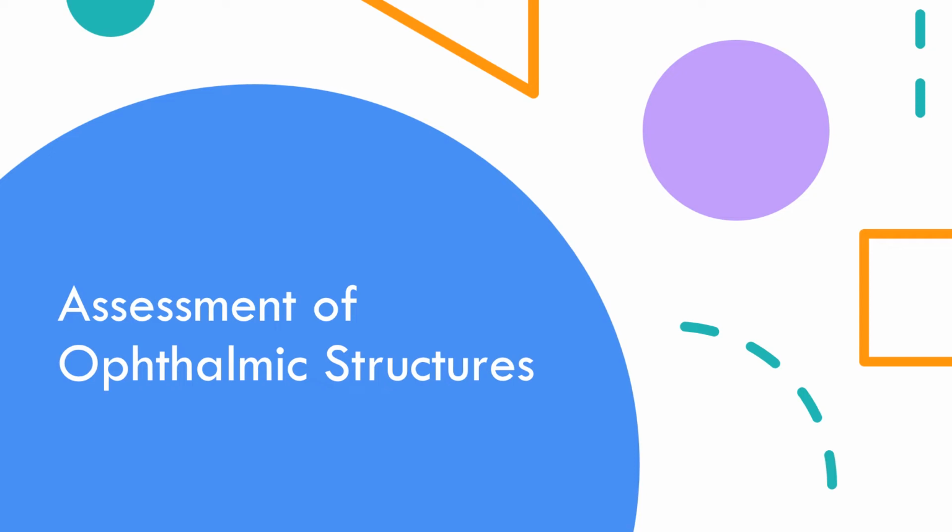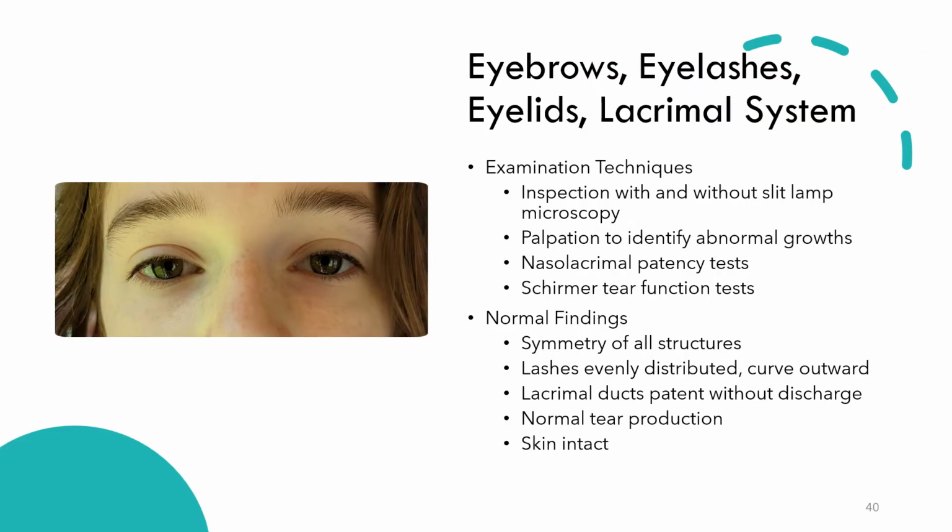Assessment of ophthalmic structures. Assessment of the eyebrows, eyelashes, eyelids, and lacrimal system. Our examination technique includes inspection with and without slit lamp microscopy, palpation to identify any abnormal growths, nasal lacrimal patency tests, and Schirmer tear function tests. Our normal findings will be symmetry of all structures, lashes that are evenly distributed and curve outwards, lacrimal ducts that are patent without any discharge, normal tear production, and intact skin.